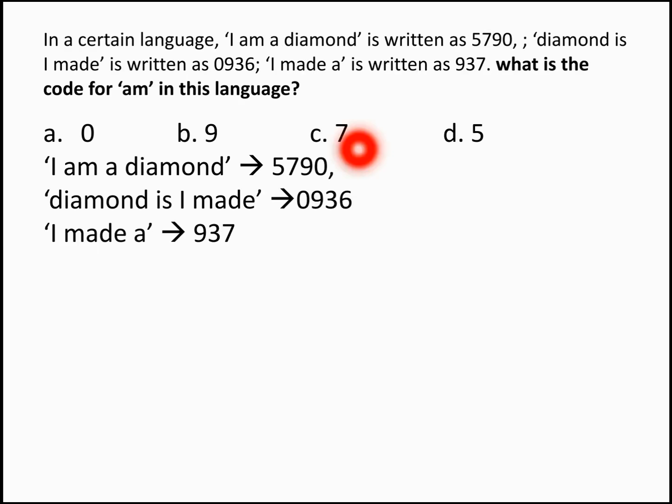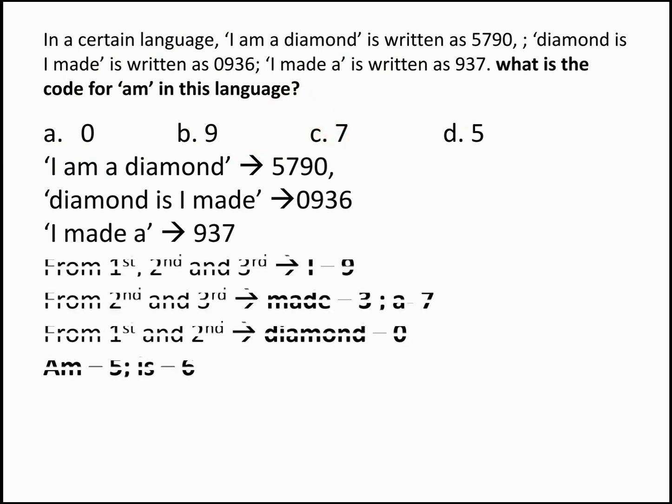In a certain language, I am a diamond is written as 5790. Diamond is I made is written as 0936. I made a is written as 937. What is the code for am in the language? Okay, now it's a simple question. This is exactly what's given in the question. From the first three statements, that is I am a diamond, diamond is I made, I made a.